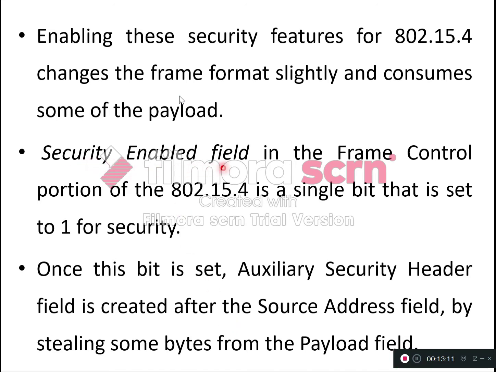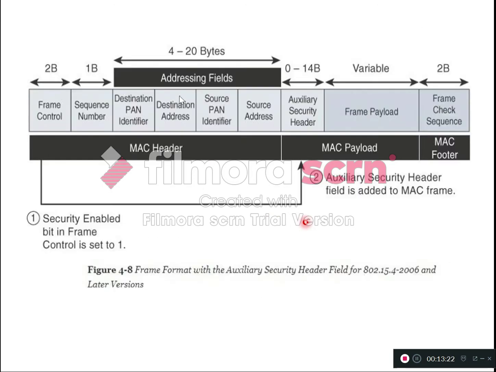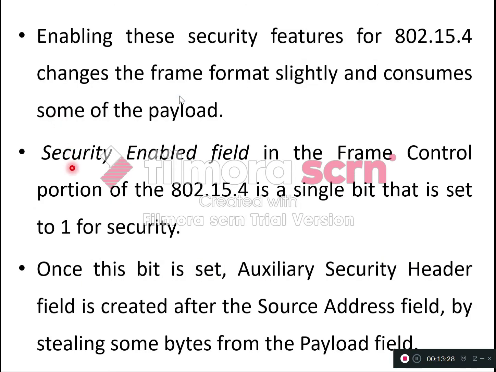The security enabled field in the frame control portion of 802.15.4 is a single bit that is set to 1 for security. So here you can see, in the frame control field, there is a bit called the security enabled field, which is set to 1. If it is set to 1, it means that we have enabled the security.